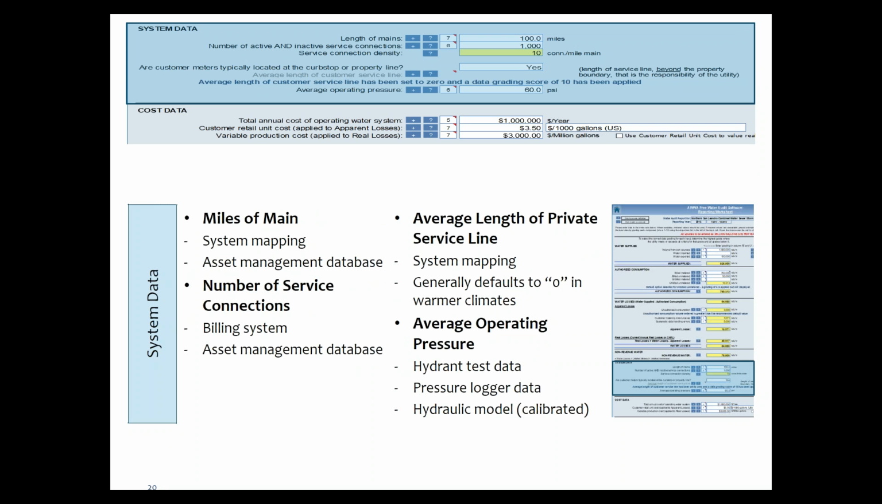Moving down to our system data, this will take into account some of the physical attributes that make up our system. So we're looking at the length of mains, the number of active and inactive service connections in our system, and we're also looking at the average operating pressure. So we're looking at miles of main, and at the source data, where we're getting that number from. When we're looking at the number of connections, we're looking at whether we're pulling that from our billing software and what the basis of that query is. And diving in a little bit more on average operating pressure, we're looking at the coverage of our system and how we're actually calculating what that average operating pressure throughout our system is.